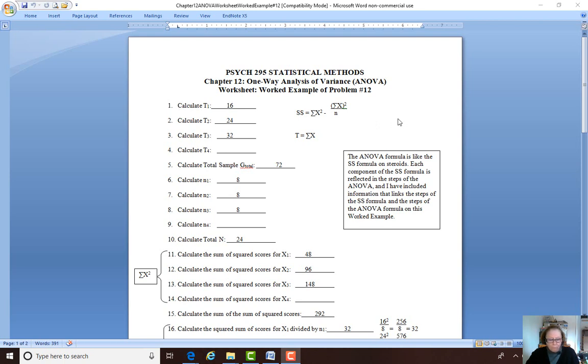If you're taking a look at the problem on number 12, page 367, you'll see that there are 3 treatment groups. The first part of the worksheet is for you to add up the scores for each of the treatment groups. For treatment group number 1, the sum of those scores is 16, 24 for treatment group number 2, 32 for treatment group number 3, for a grand total of scores of 72.